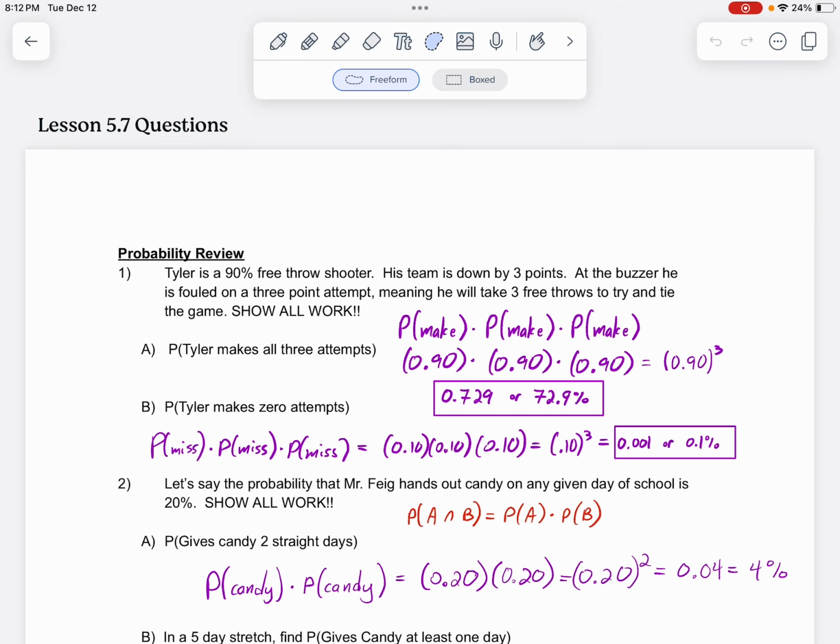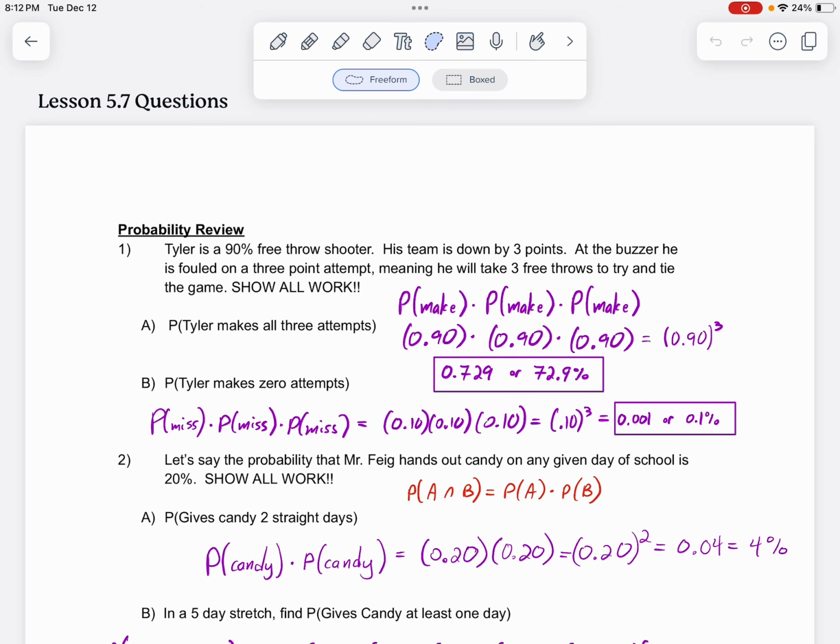All right, welcome everyone. This is lesson 5-7 questions. In class, we did this in groups, working together on them collaboratively. Here we go. First one is probability review.